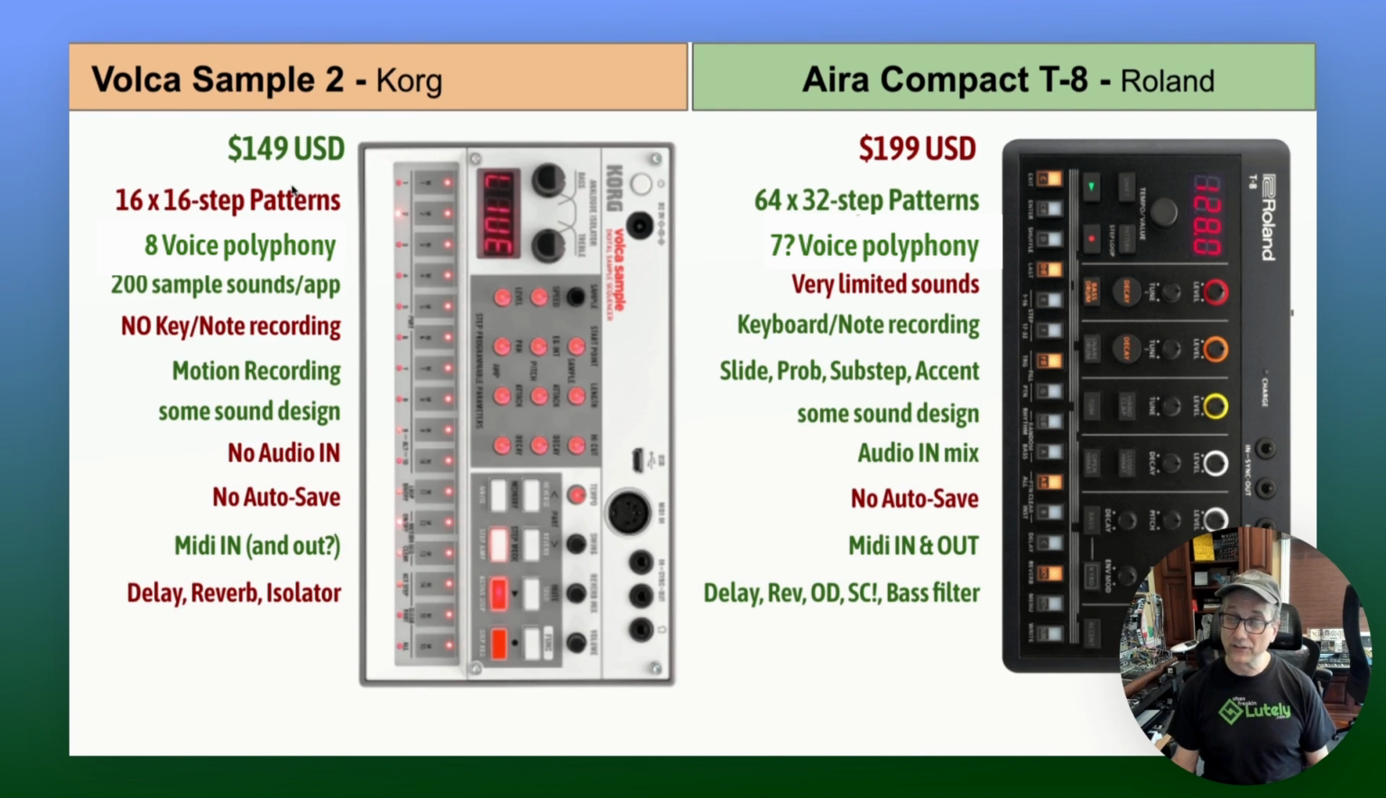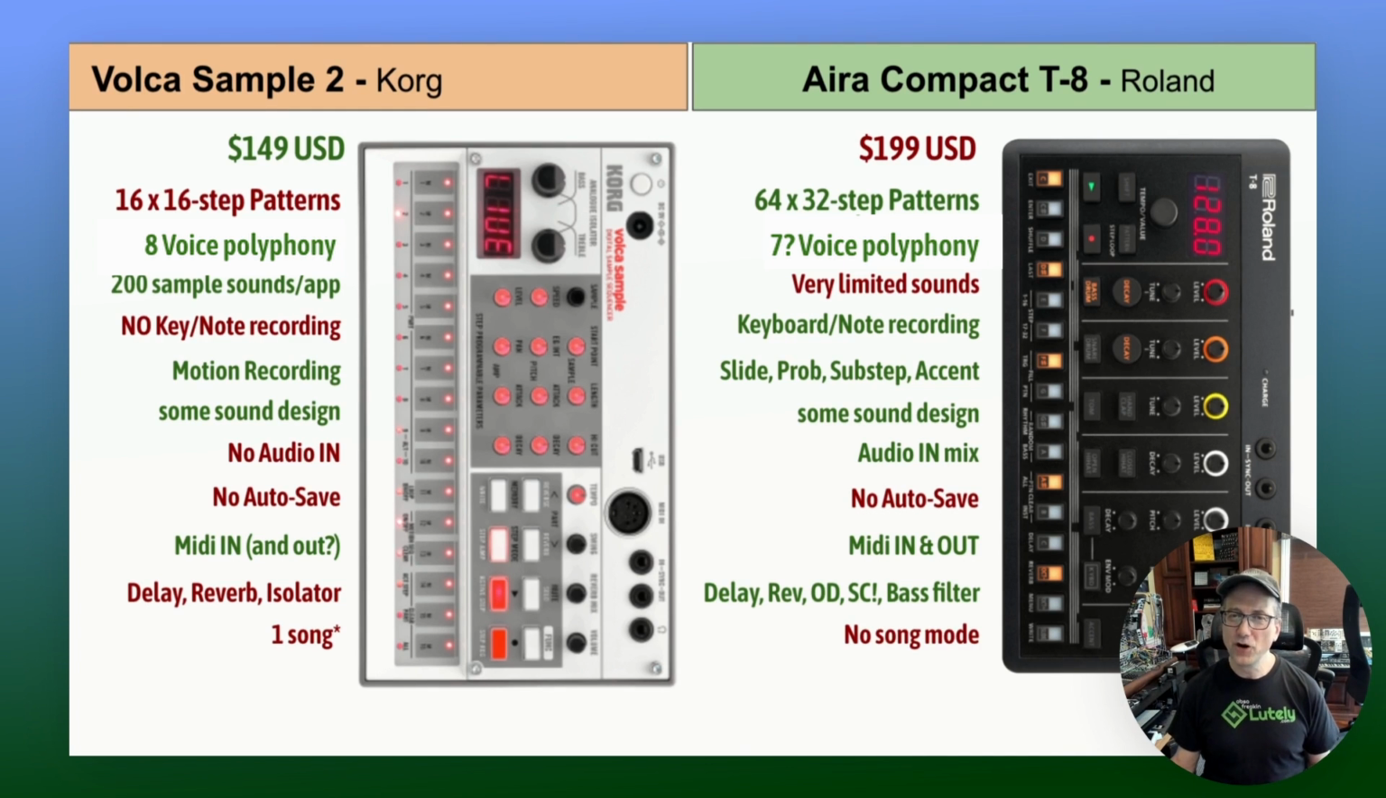Effects are slightly different as well. On the Sample2, you have delay, reverb, and what they call an isolator. There are two knobs, a bass and treble knob, that affect the whole mix. On the T8, you get delay, reverb, overdrive, even sidechain, and the bass filter. I'll call that an effect because it's really heavily used, at least in my patterns.